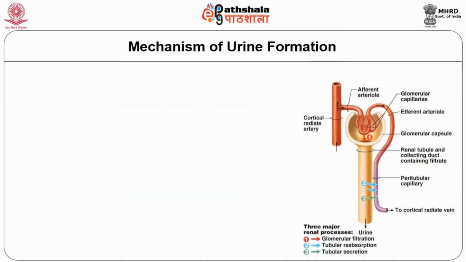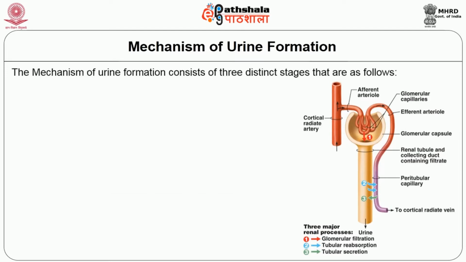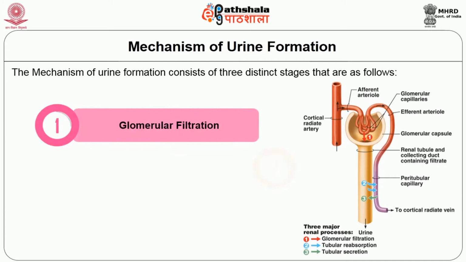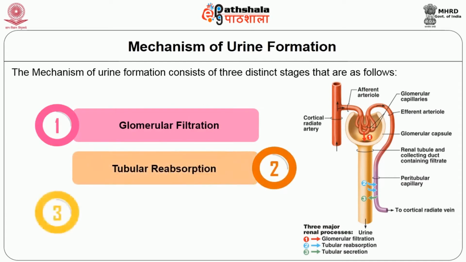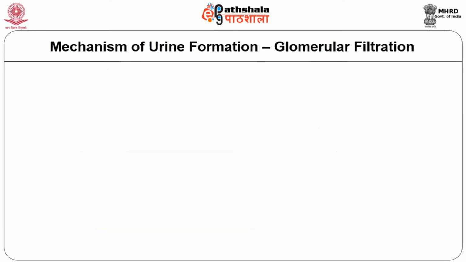Here you can see the diagrammatic version of the nephron. You can see the nephron, the different parts in terms of the functions they perform in different stages. Stage 1 glomerular filtration, stage 2 tubular reabsorption, and stage 3 tubular secretion. To repeat, the mechanism of urine formation consists of three distinct stages that are as follows: glomerular filtration, tubular reabsorption, and tubular secretion. Stage 1 comprises of glomerular filtration.